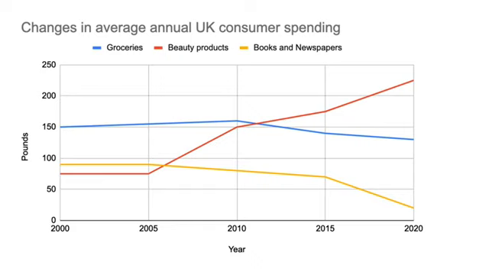So how can you use the information that's given in the chart to actually talk about what is going up and what is going down? Let's look at groceries. So groceries is the blue line. At the beginning of the period, it's about £150.